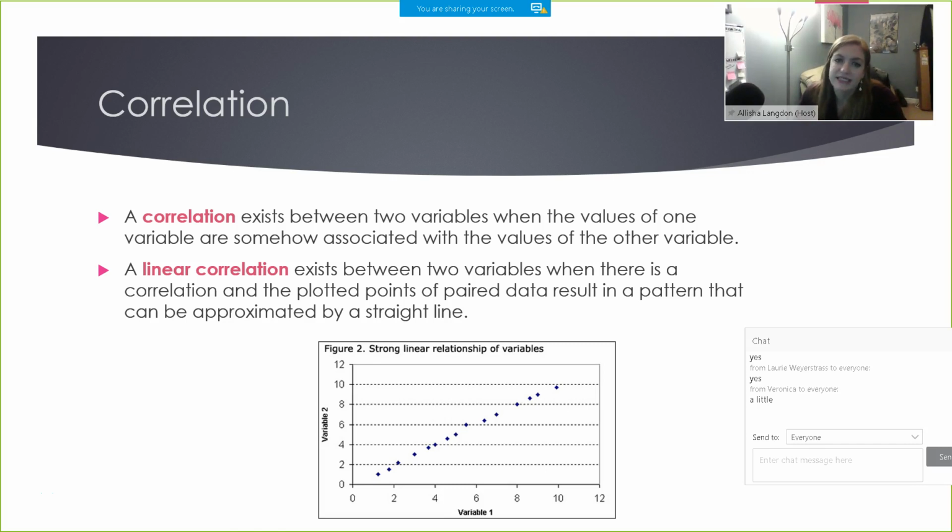So here we have an example of a scatter plot where there's a strong linear relationship. And what that means is that all of the points are very close to creating a straight line. I think you would all agree this kind of looks like a straight line. Hence, it's a very strong linear relationship. It's almost like they're lining up for us.